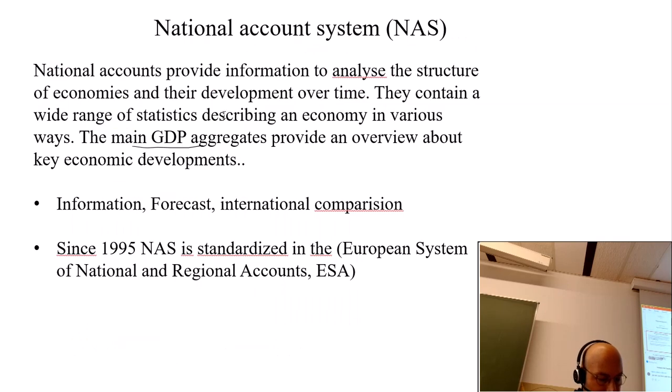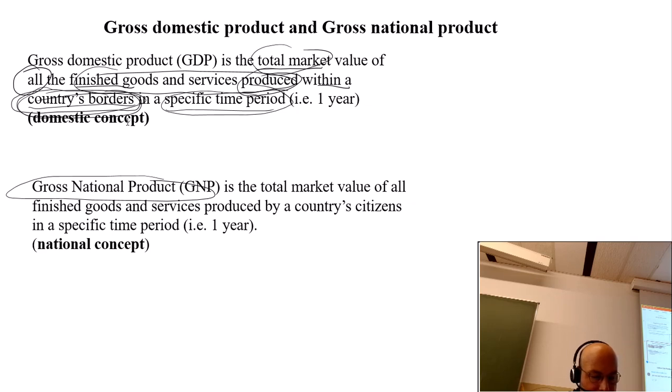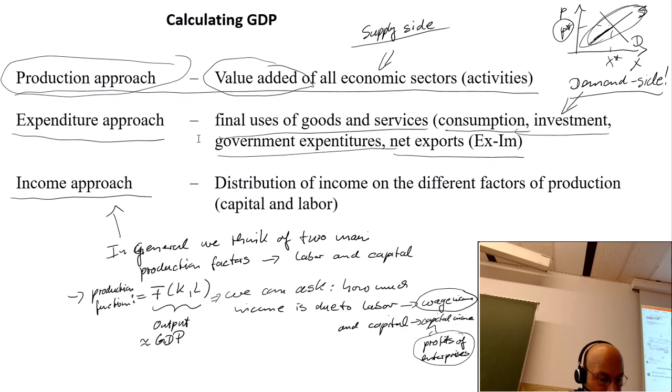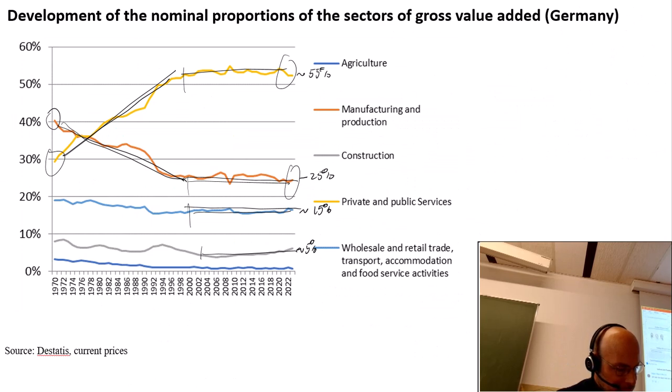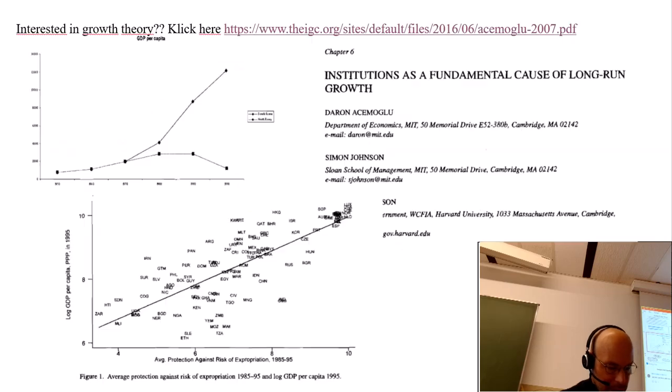Okay, so, but then back to our lecture and also back to GDP, because what was GDP? Let's go back to our definition. Gross domestic product is the total market value of all finished goods and services produced within a country's borders in a specific time period. And then we said, well, we can get this GDP from three different sides: the production approach, the expenditure approach, and the income approach. And let me summarize this before we go on with the new content.